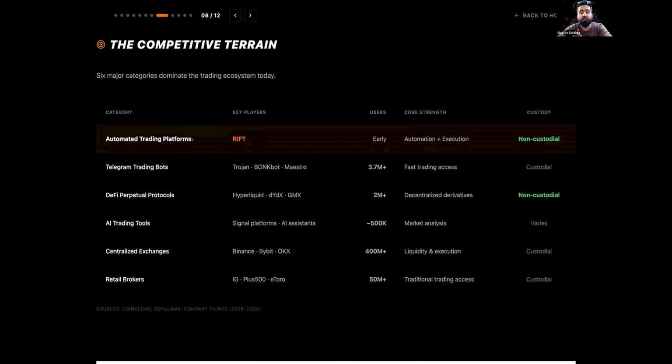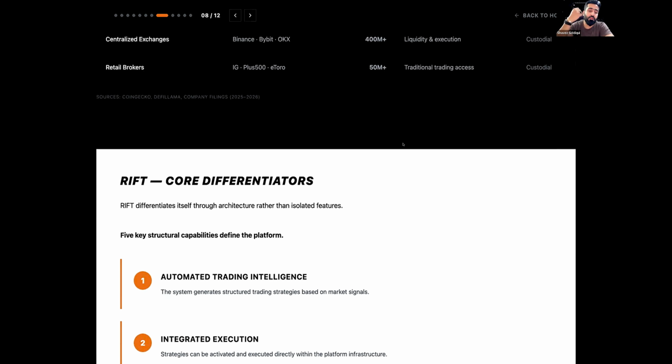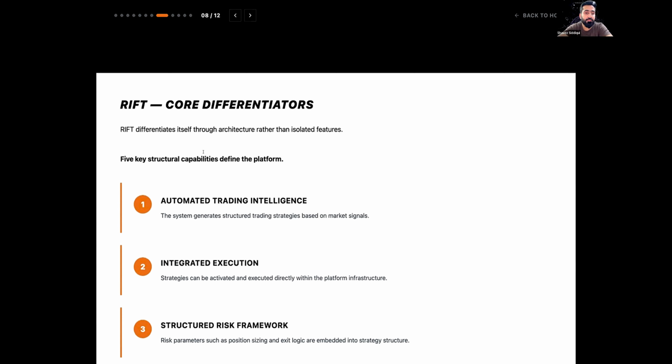So we can freely compare Rift with Telegram trading bots, DeFi perpetual protocols, AI trading tools, centralized exchanges, and retail brokers which are there in the market. Everything can be gauged and measured. And these are also official information sources: CoinGecko, DeFi Llama, company filings.